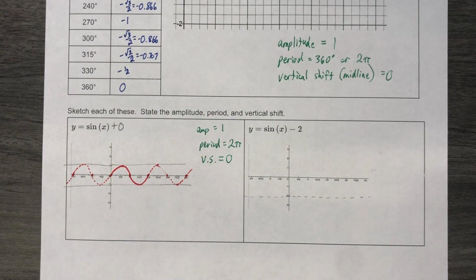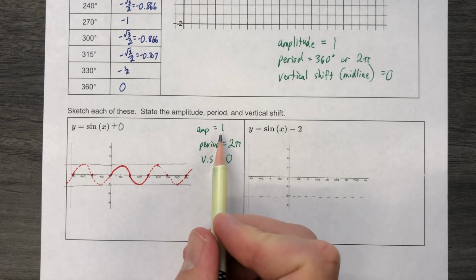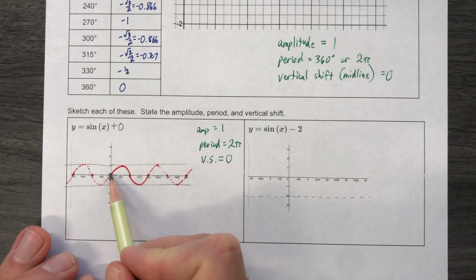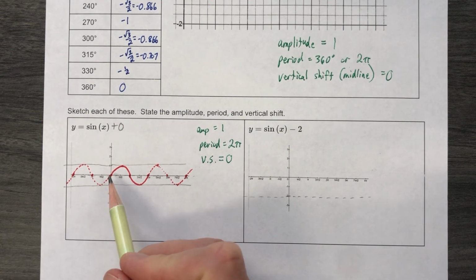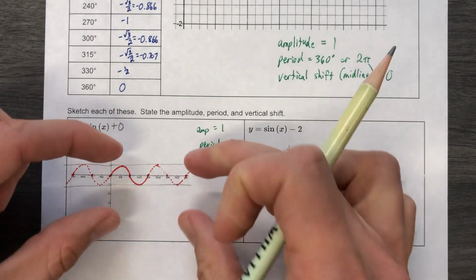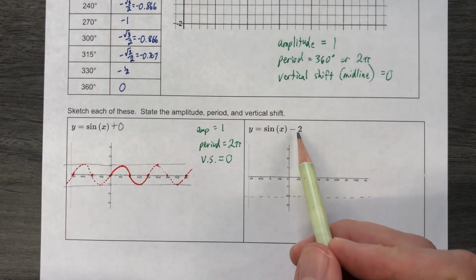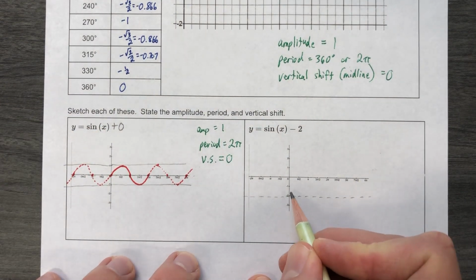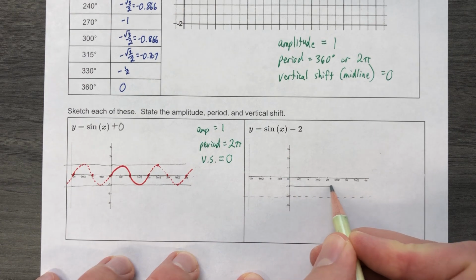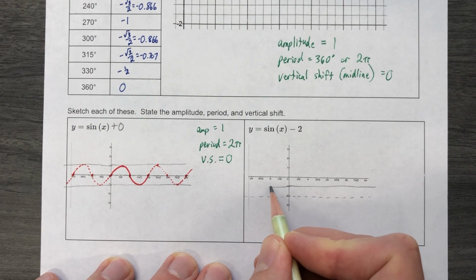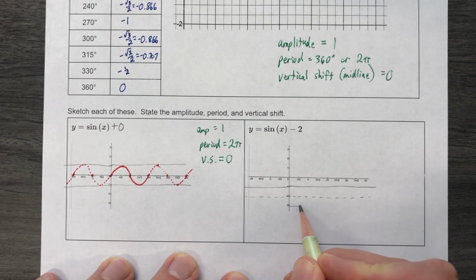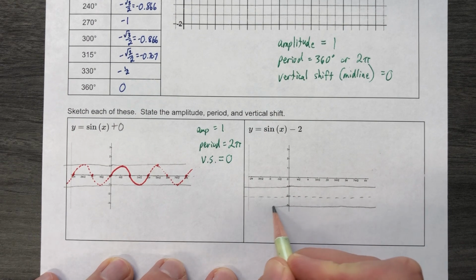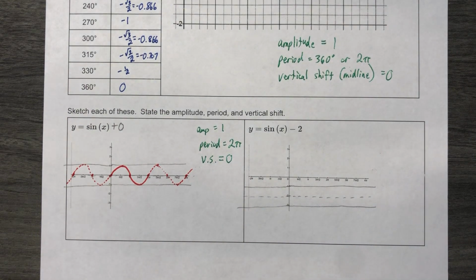That is the only thing that changed. So while this one had an amplitude of 1, from the middle we go up 1, and from the middle we go down 1, we're still going to have an amplitude of 1. It's just going to be shifted down 2 units. So from here, we're going to go up 1. That's the highest this graph will ever get. And we're going to go down 1, and that's the lowest this graph will ever get. And we're going to start drawing. So let's draw. Here goes.